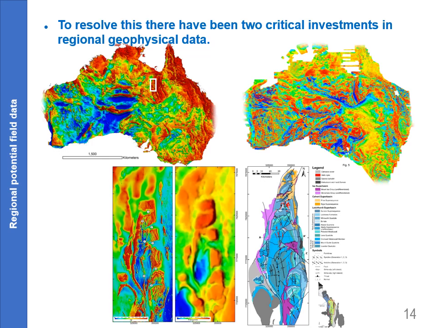There have been two critical investments into geophysical datasets, which I think have fundamentally changed the way that we can view our continent. The first one is the collection of regional potential field data, mainly gravity and aeromagnetic datasets, and the ability through advanced computing in the last 25 years to stitch individual surveys together to give us a holistic view of the Australian continent.